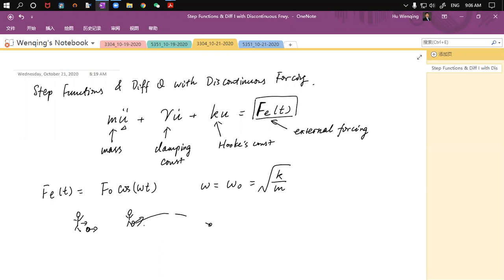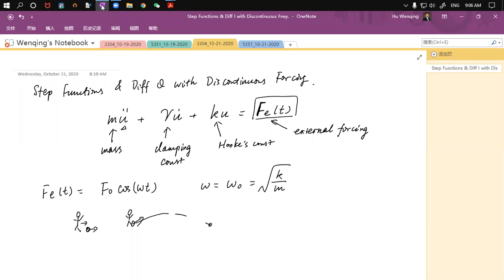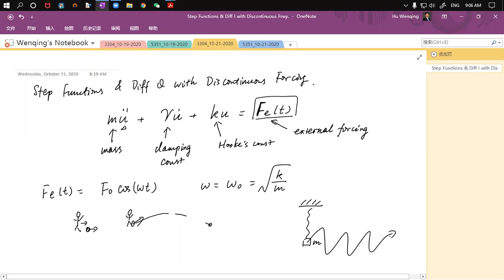So that's the discontinuous forcing, and discontinuous forcings do appear in vibrations. Let's say you're considering a mechanical vibration, and there is a certain mass that is oscillating. Then what happens here is that maybe at some moment you give the mass a huge kick.